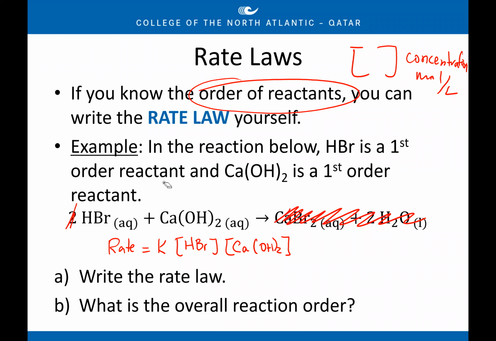All right, I'm almost done. I guess I technically am done, but let's read the example fully. In the reaction below, HBr is first order, and CaOH2 is also first order. Okay, well, I'm done. Now, there's 2 ways you could do this. You could leave it like it is, but it wouldn't hurt if you felt more comfortable. You could put a 1 there. I typically, when I teach this in class and I'm writing on the board, put the 1s in there. Okay, so that's A.